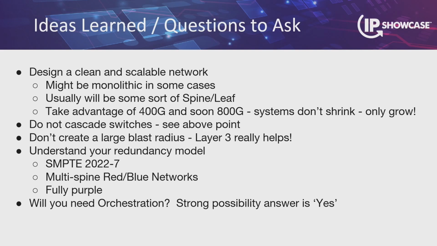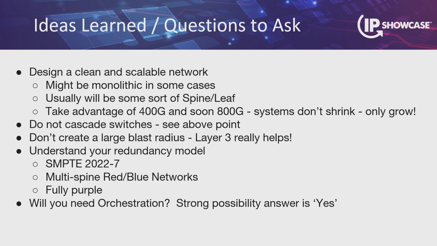Don't cascade switches going one to many hops. That's bad news. I've never recommended that. Again, this goes back to the idea up above, having a clean network, keeping everything 2 hops away. Leaf, spine, leaf. Use layer 3. Don't have a layer 2 network, unless absolutely necessary, going from spine to leaf. We don't want to flood multicast unnecessarily. Layer 3 is really helpful, and it reduces the size of your blast radius as well.